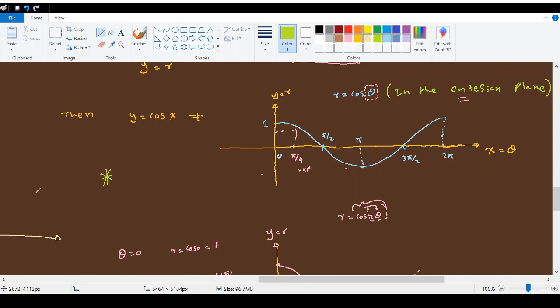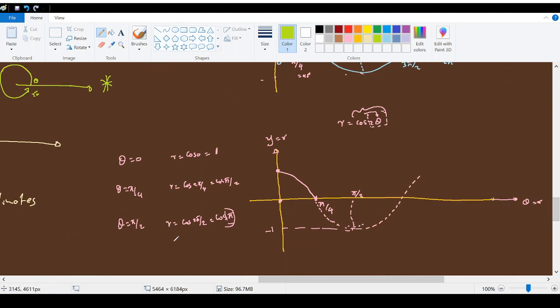Now since we target the curve in the polar coordinate system, we only need the theta values starting from 0 up to 2 pi, right? So we just need all the values up to the 2 pi point, okay? And so here basically what we need is to evaluate points up to theta equals pi, right?